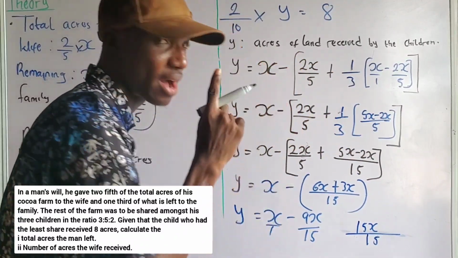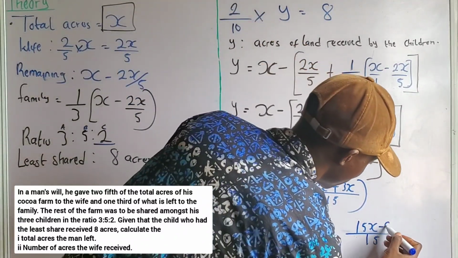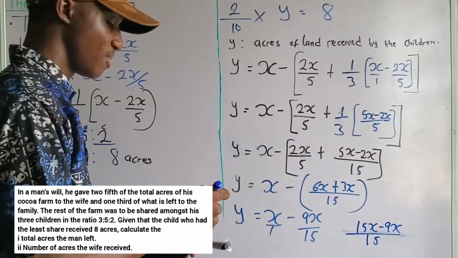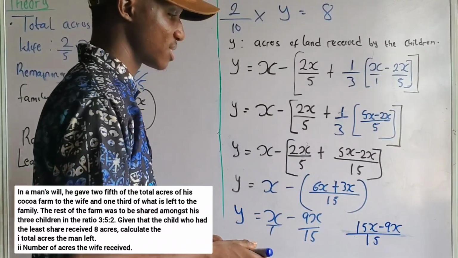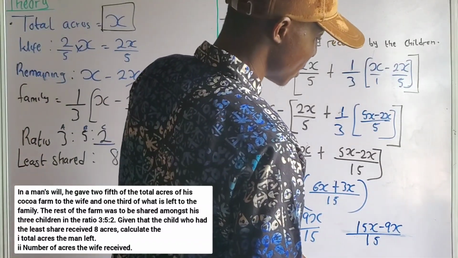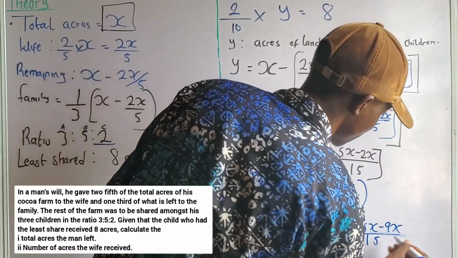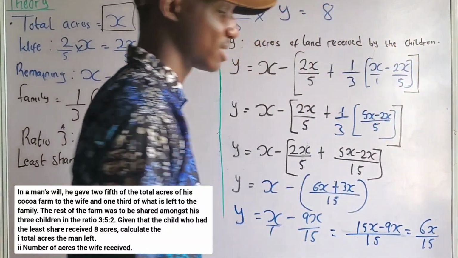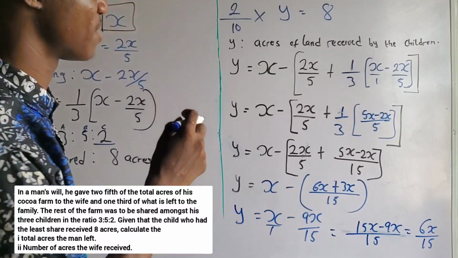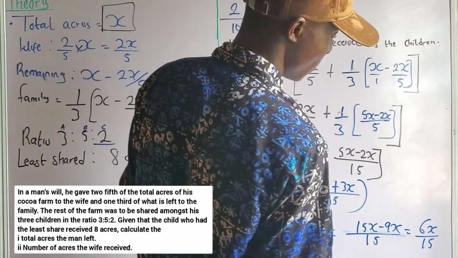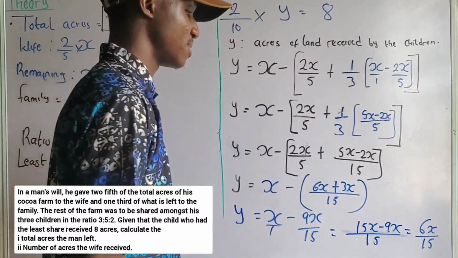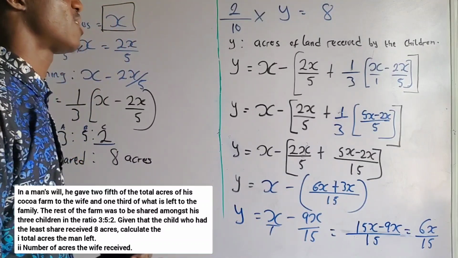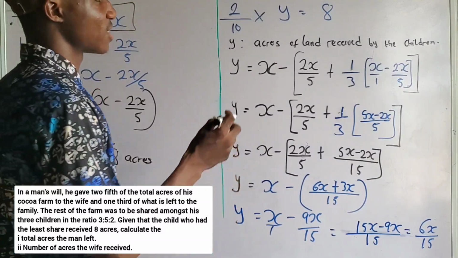15 divided by 15 is 1. 1 times negative 9x is minus 9x. Okay? 15x minus 9x, what's the answer? That is 6x. So I'm going to have 6x all over 15. Do you understand? So I have simplified what I have here to this step: 6x all over 15. Now we can replace the value of y as 6x all over 15 here.